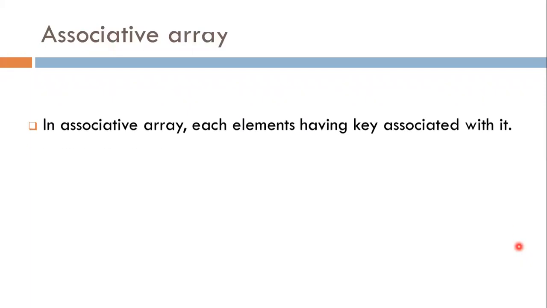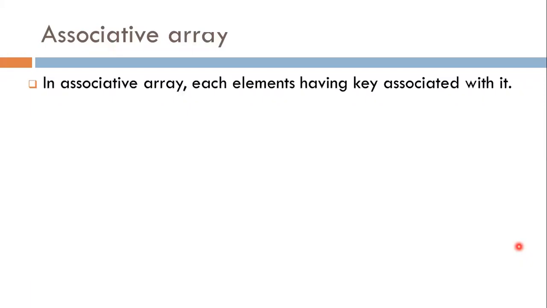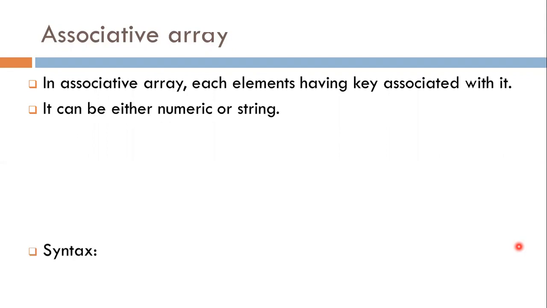Now let's start our session with associative array. There are three types of array which were discussed in a previous video. First is numeric array or index array, second one is associative array, and third one is multidimensional array. In a numeric array, the key which is associated with each and every element of the array is an integer, while in an associative array, each element has a key associated with it, and it can be either numeric or string.